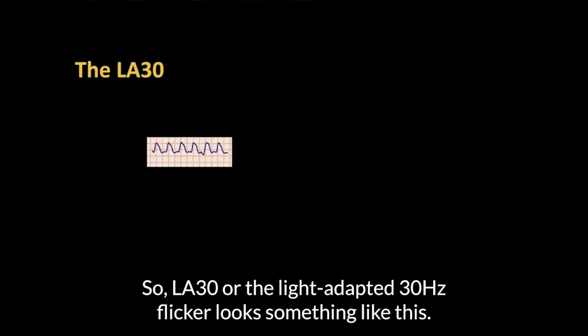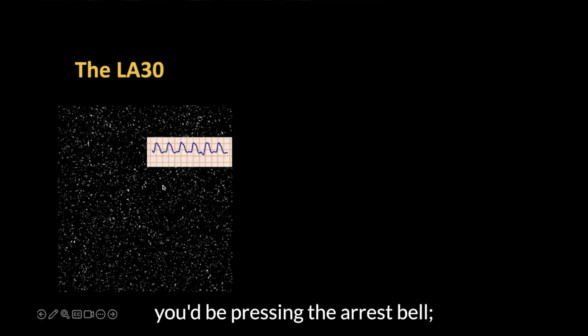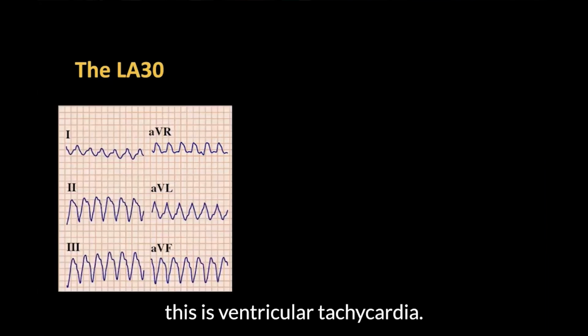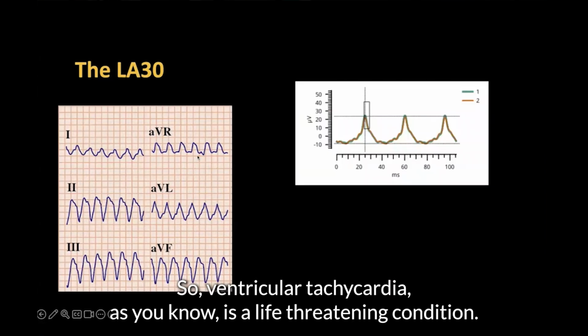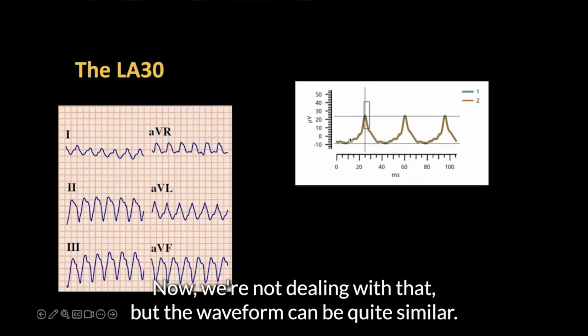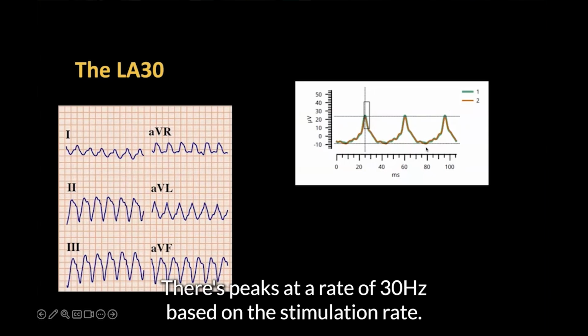So LA30, or the light adapted 30 Hertz flicker, looks something like this. But if you actually see that kind of tracing, you'd be pressing the arrest bell. This is ventricular tachycardia, which, as you know, is a life-threatening condition. Now, we're not dealing with that, but the waveform can be quite similar. So this is what a waveform of light adapted 30 Hertz looks like. There are peaks every 30, at a rate of 30 Hertz based on the stimulation rate.